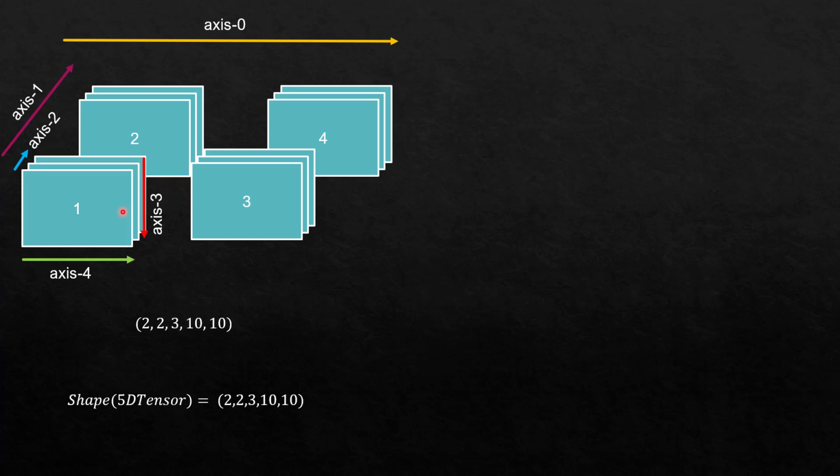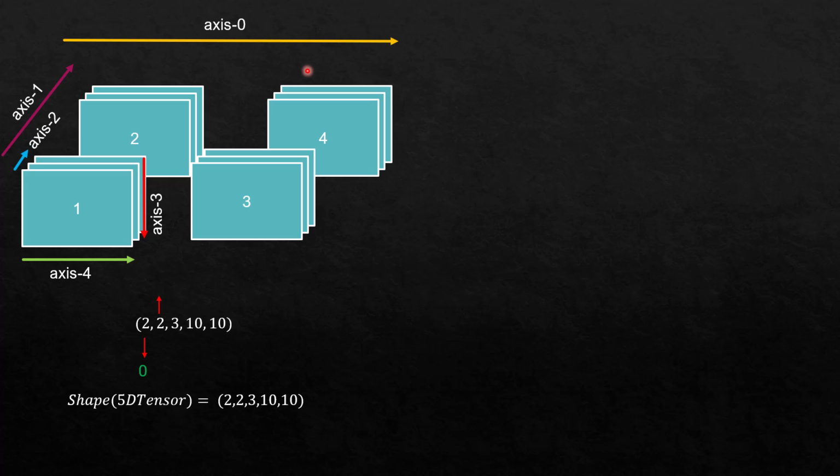Now let's mark the axes on these, okay, because when we do a transpose we give the axis numbers, not the shapes, which is what we do in the reshape operation. But in transpose we need to give the axis numbers over here. So the first 2 is our axis 0, correct?